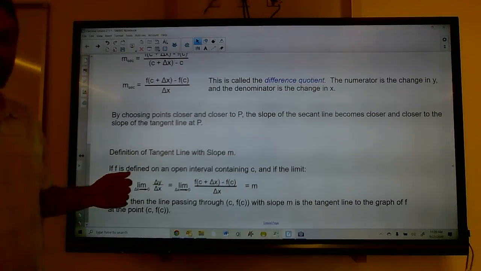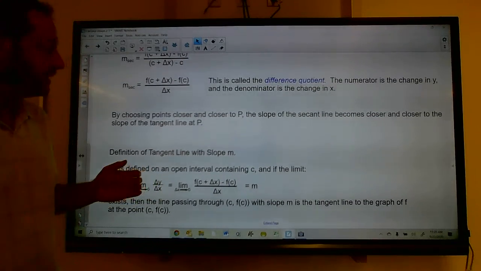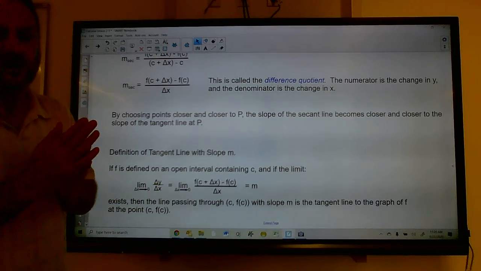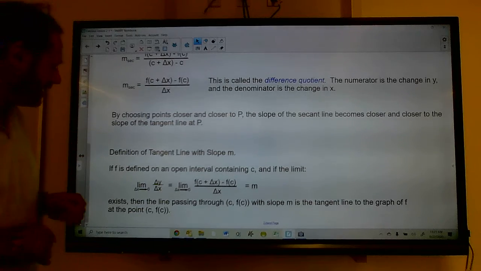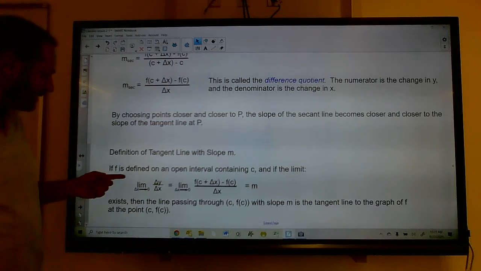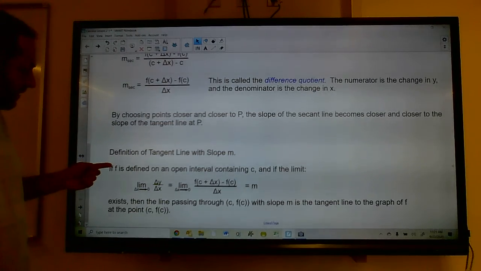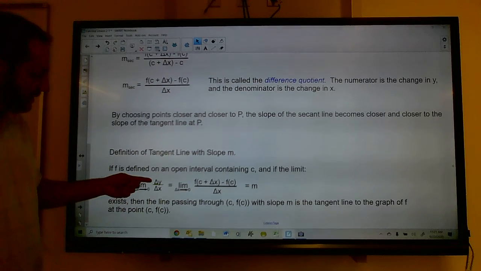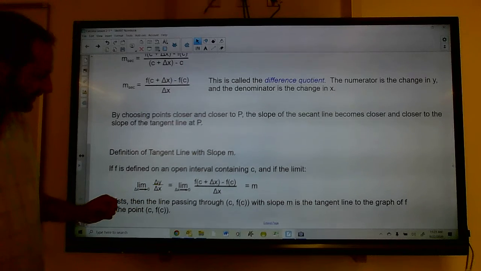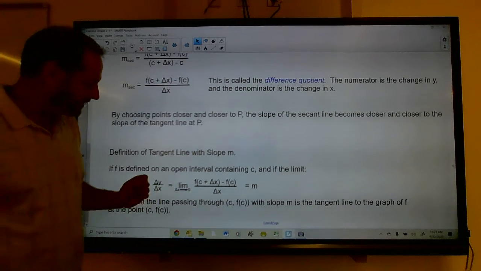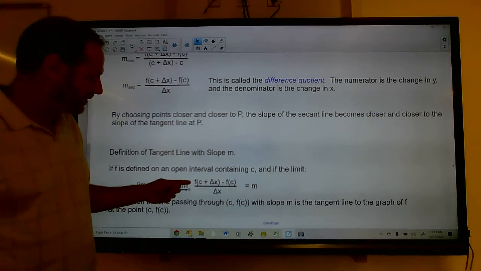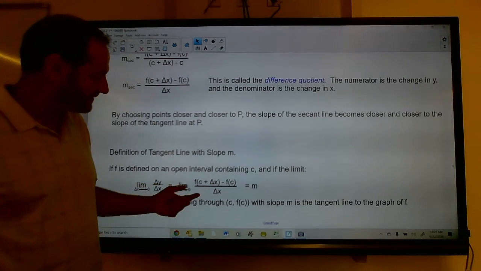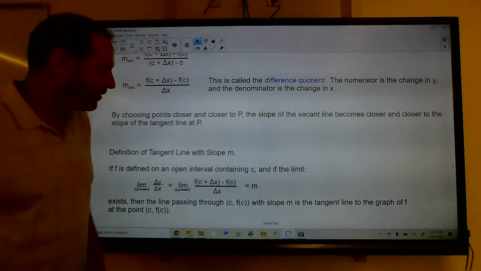Now by choosing my points closer and closer to P, the slope of the secant line gets closer and closer to the slope of the tangent line. And what we find out is that the limit as delta x goes to 0 of delta y divided by delta x is equal to the limit as delta x goes to 0 of f of c plus delta x minus f of c over delta x, and that comes out to be m, which is the slope.